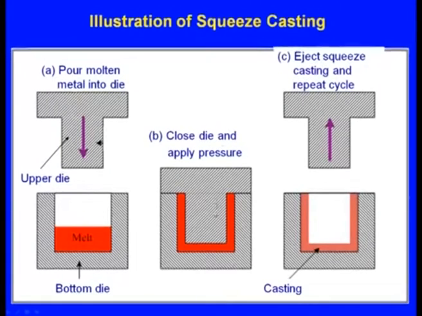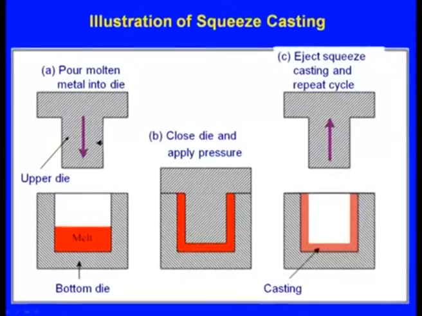Yes, it has pressed here, and remember this pressure will be applied till the molten metal is completely solidified. After some time the molten metal will be completely solidified, then the upper die will be withdrawn and it will go up. Now this is the solidified casting. So this is the simple principle of the squeeze casting process.